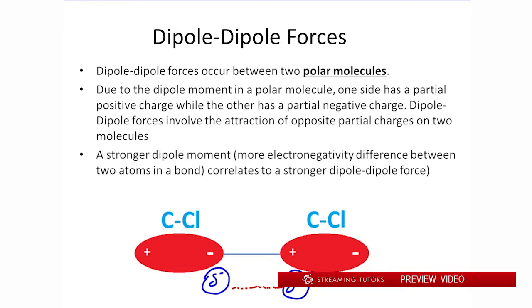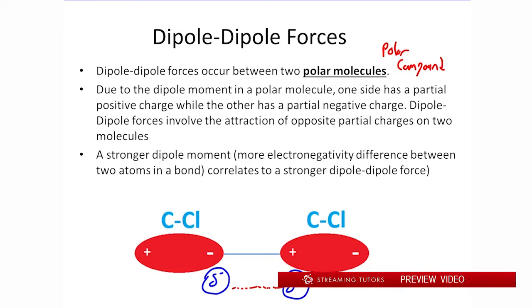And as we said, this is going to occur with polar compounds only. Or it would also work in a mixture of two polar compounds. For example, ethanol in water would be an example of a dipole-dipole force as well.